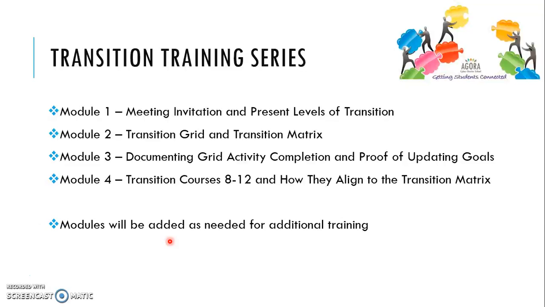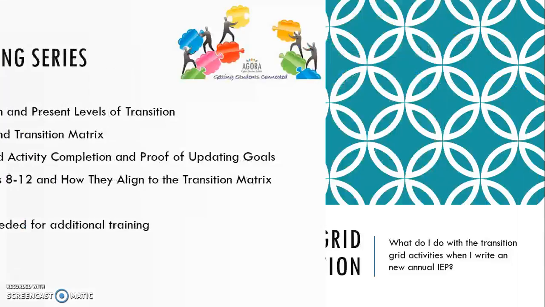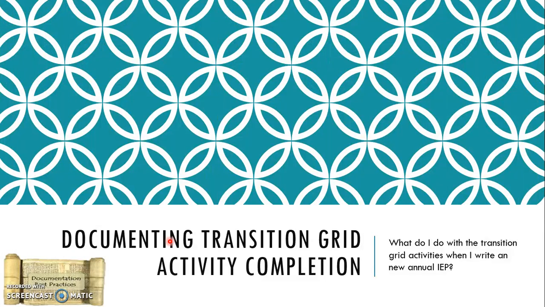So far you should have watched Modules 1 and 2, and this will build on what you've learned in those modules, and you'll follow this one up with a module on the transition course. So, documenting transition grid activity completion. What do I do with the transition grid activities when I write a new annual IEP?